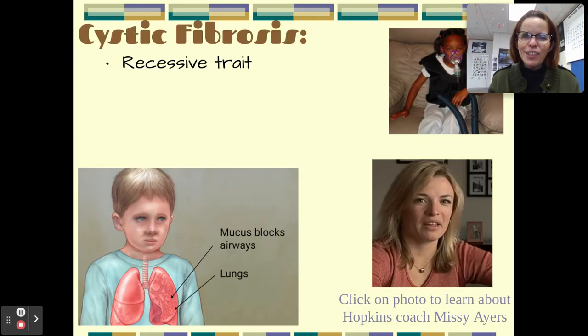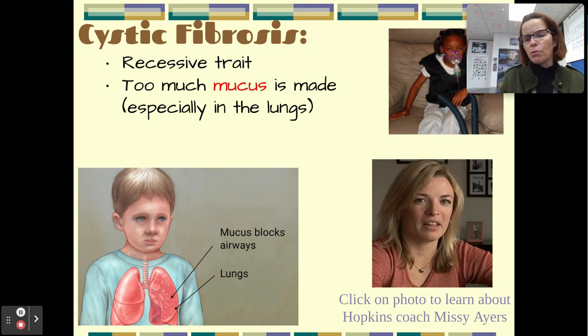All right, the next one is called cystic fibrosis. It also is a recessive trait. Cystic fibrosis, we typically think of it as a lung disease, as too much mucus that gets made in the lungs. There's a lot more to cystic fibrosis. It actually has to do with how salt is handled in our bodies. And there's all kinds of different symptoms. It can affect the pancreas, and people with cystic fibrosis, their skin tastes really salty.